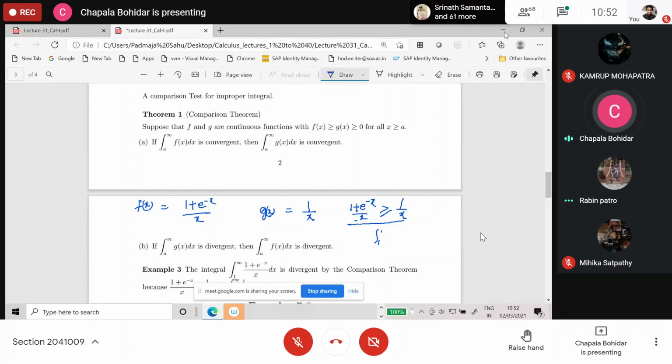Now, I know that the integration from 1 to infinity of 1 by x dx is divergent. I know this one, it is already done as an example. It is divergent or not? So if it is divergent, then according to our comparison test, f(x) is greater than g(x); if g(x) is divergent, then we say f(x) is divergent.